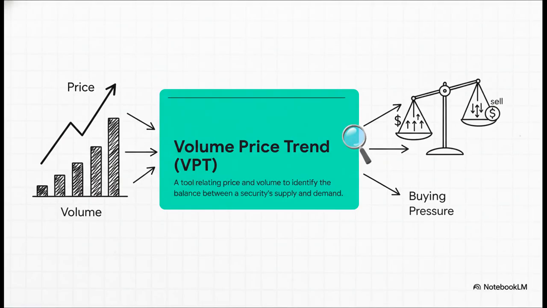So what exactly is under the hood of the VPT? Well, it's what we call a cumulative indicator. That just means it's constantly building on itself, day after day. It's tracking the flow of money, and it gives us this running tally of who's really in control, the buyers or the sellers. It's kind of like having an insider's view of the market's move.